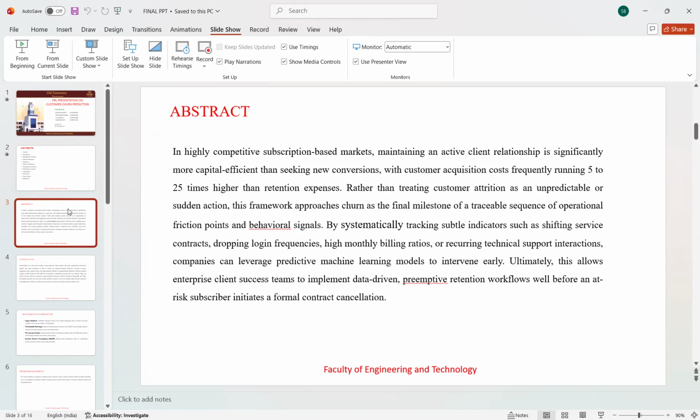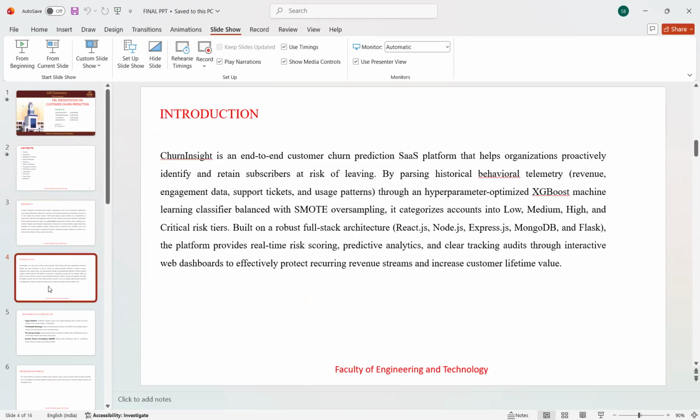Next, going on to the introduction. ChurnSite is a machine learning based web application that predicts customer churn. It also collects data like revenue, engagement, support tickets, and usage patterns. This system uses the XGBoost algorithm to improve prediction accuracy. It is classified into four risk levels: low risk, medium risk, high risk, and critical risk. This application is built using React.js, Node.js, MongoDB, and Flask. It provides real-time prediction dashboards, helping companies identify customers who may leave and improve customer retention.